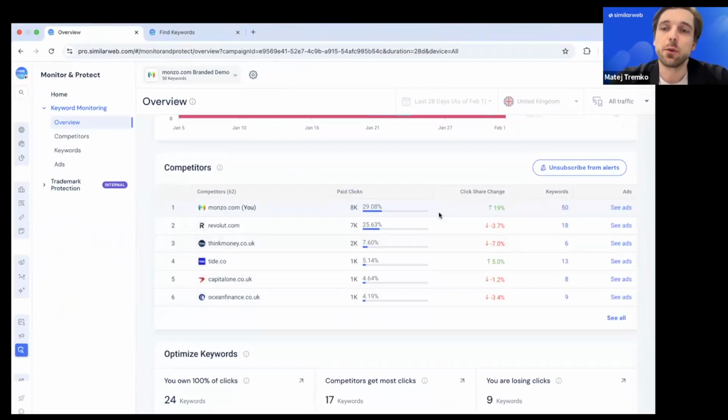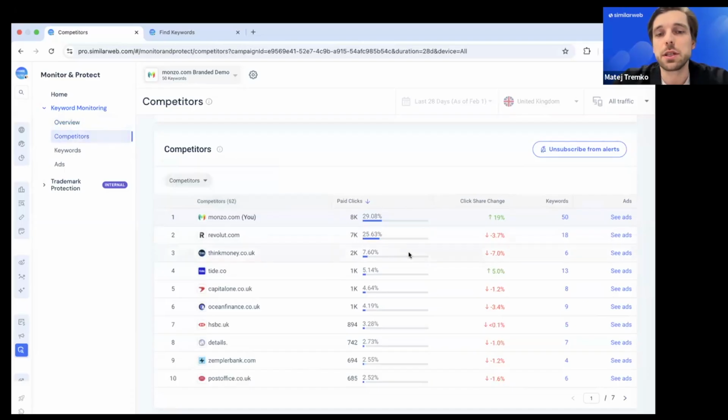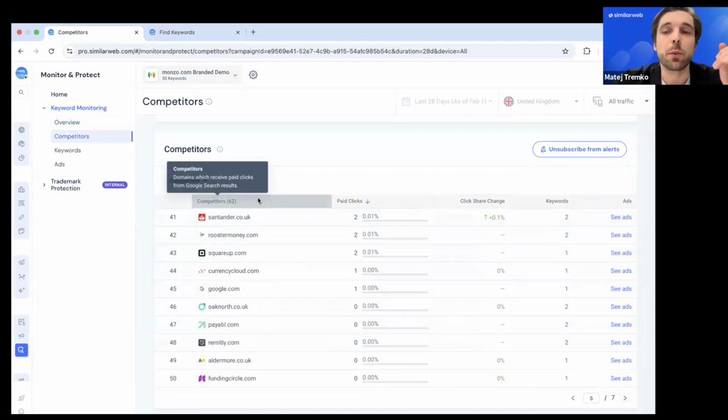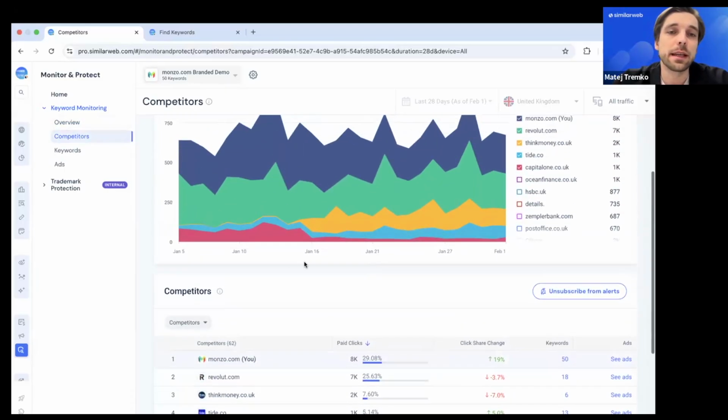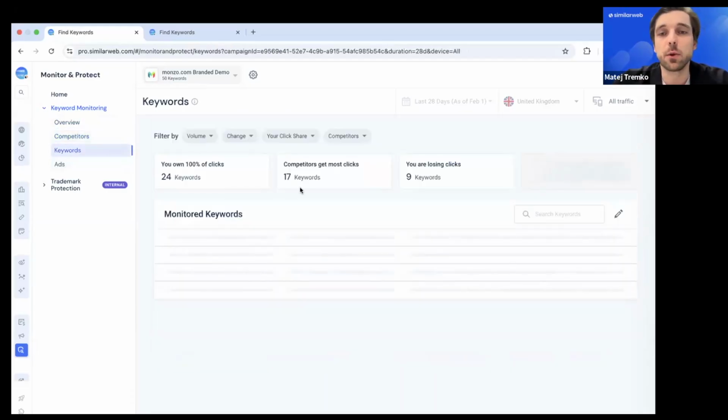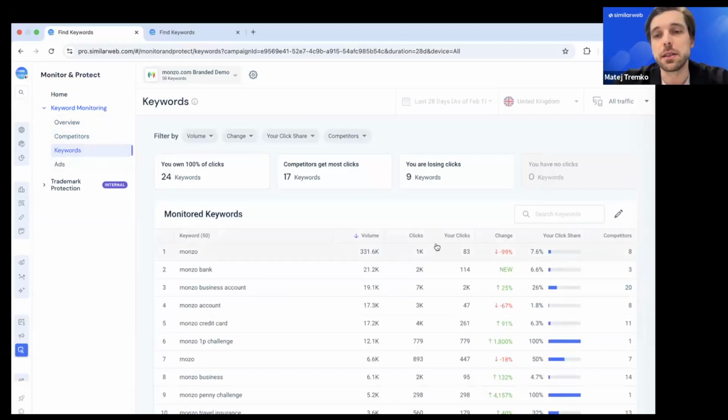Then you can see a more structured view of the competitors, who is growing, who's declining, and then already very tactical links to the specific keywords these competitors are bidding on and the specific ads that we have seen from them. Now I'll go to these links to the specific section, so I'll go right here. On the competitors page, you just see a more detailed view where you see all of the competitors. So in this case, you see that Revolut and Think Money are not the only ones. There's actually 62 competitors in total that are bidding on Monzo's branded keywords. And if you want to understand which keywords exactly they are bidding on and stealing the most traffic from, the keywords page is my favorite one for that.